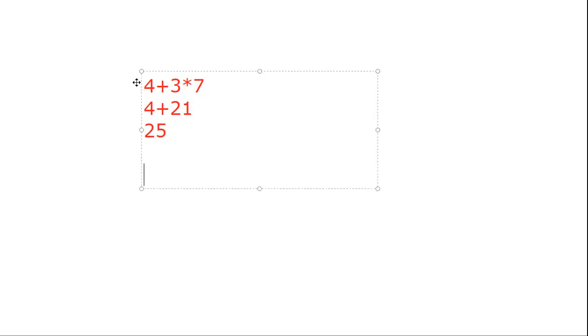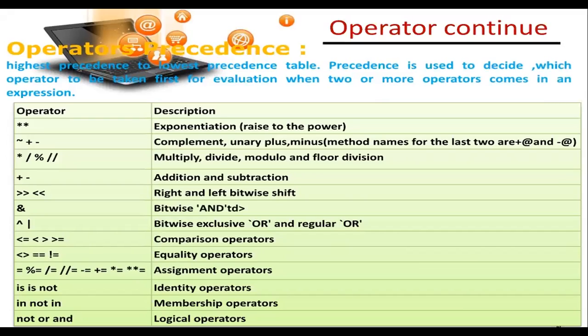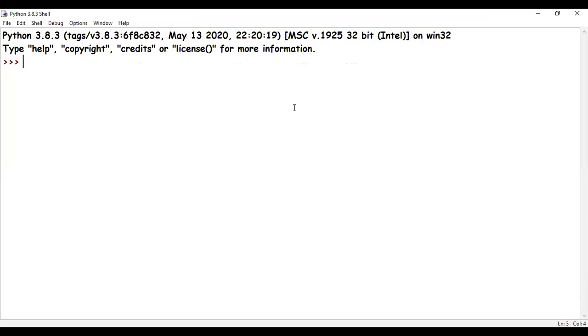Let's see if I did it the other way around. 4 plus 3 is 7, multiplied by 7 would give me 49. Now let's write this in Python and see the answer. I got 25. That means multiplication happened before.